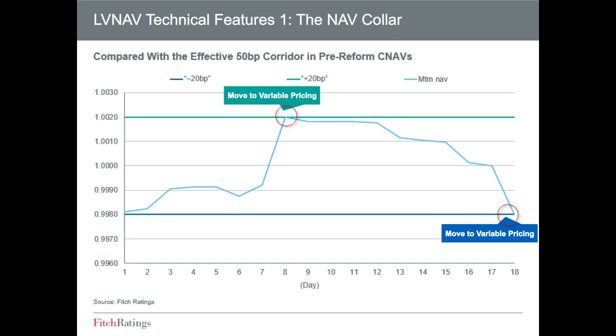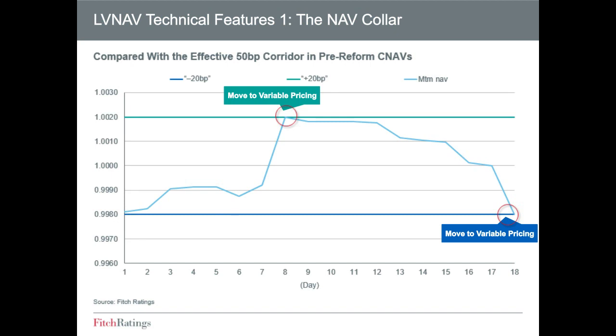So first of all, the NAV collar. Some would call it a corridor, I've called it a collar. So in today's constant net asset value funds, there is effectively a collar of 50 basis points. In post-reform, for an LVNAV, that will become 20 basis points. Now, if the NAV of the fund, the net asset value, moves outside of this corridor, then at that point, it has to move to a variable pricing structure.